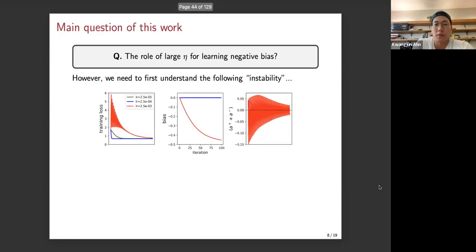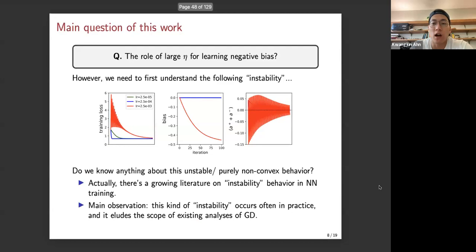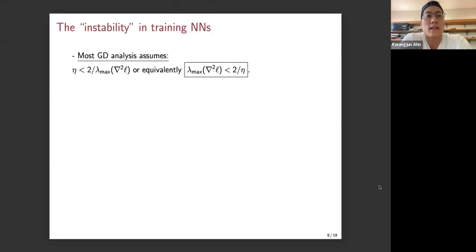However, as we saw from the previous plot, in order to understand this question, we need to understand something fundamentally new, which is this instability or unstable training dynamics. So do we know anything about this unstable behavior? It turns out there's a growing literature on understanding unstable behavior of gradient descent for training neural networks. To summarize that, most gradient descent analysis assumes a condition that the step size has to be sufficiently small. By that, it has to be smaller than 2 over the largest eigenvalue of the Hessian.